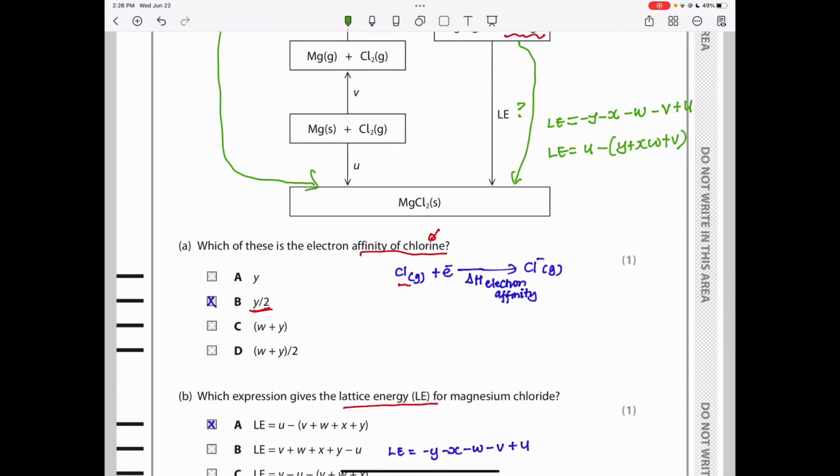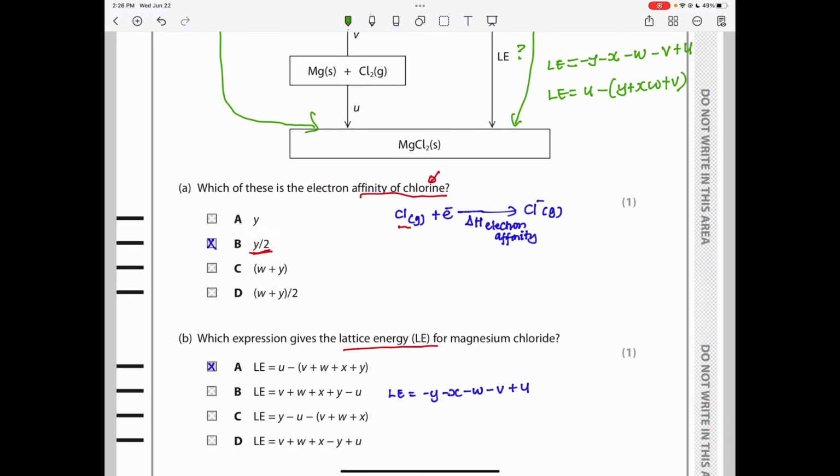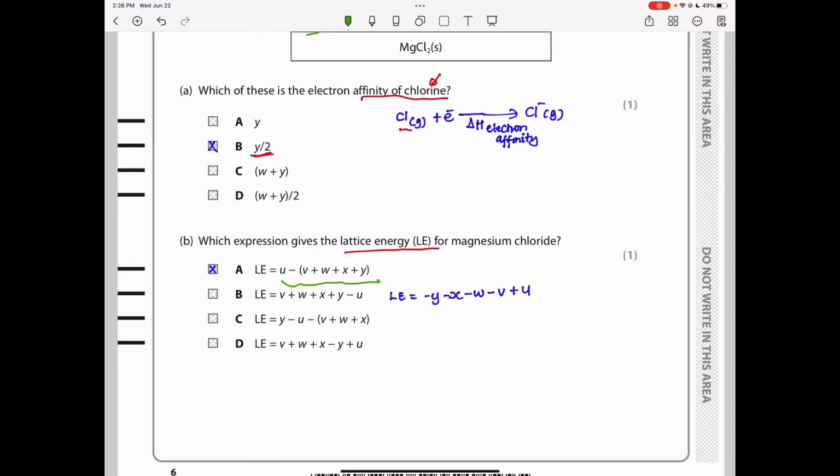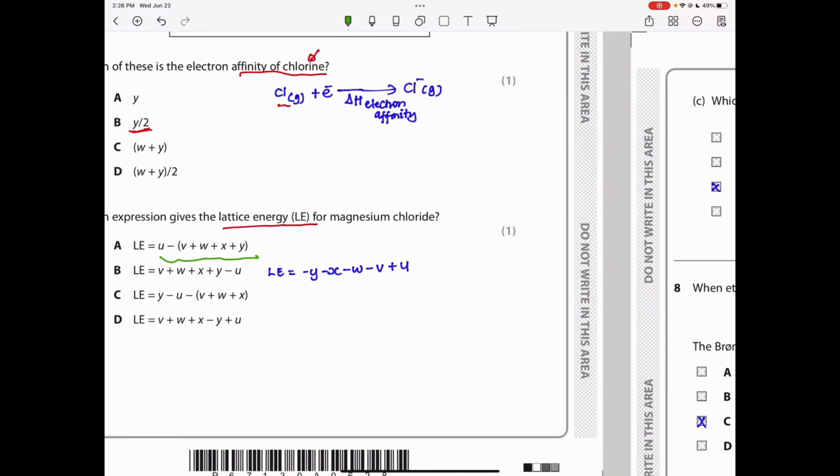So when we come down here, we can see that this is going to be what we're looking for. Therefore, the answer should be A. I hope you can understand that. I will move on to the next question.